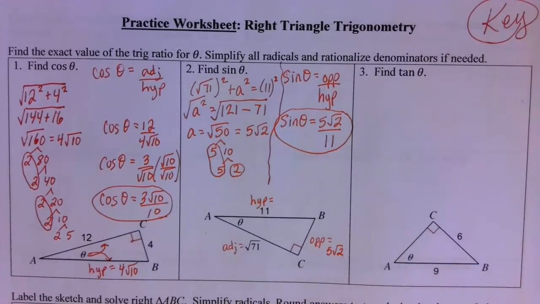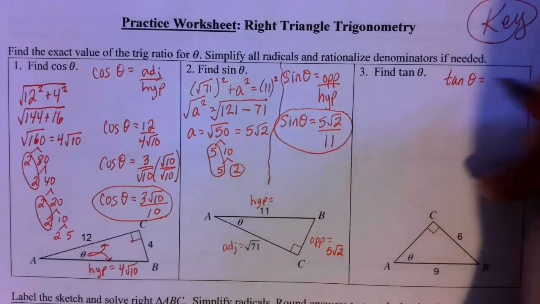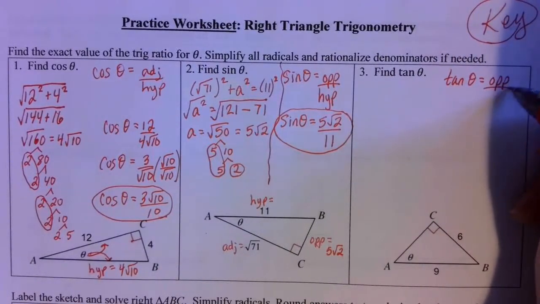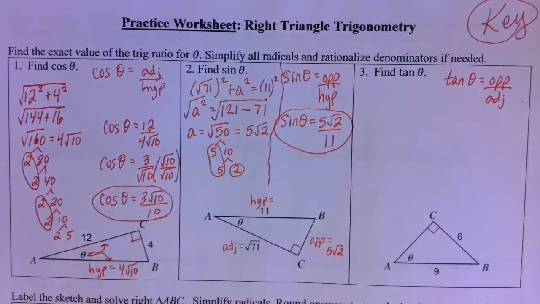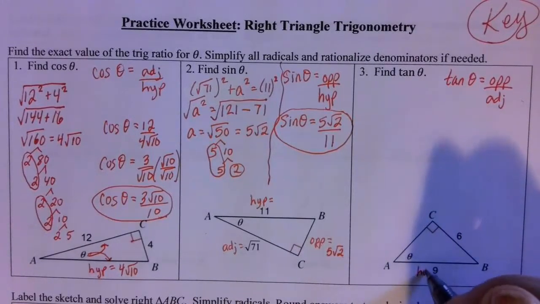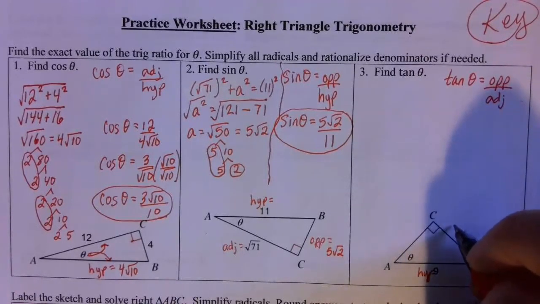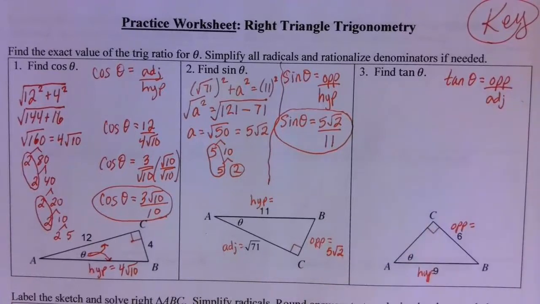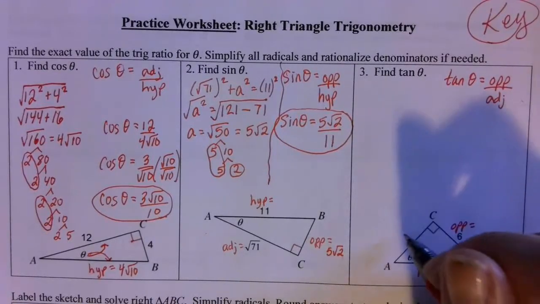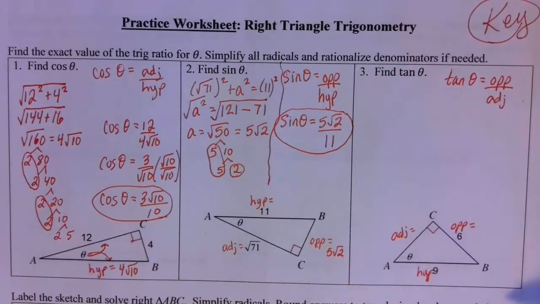Then in problem 3, we want to find the tangent of the angle theta, and tangent is the ratio of the opposite side divided by the adjacent side. So looking at my sketch, the hypotenuse is 9. That's across from the right angle. The side opposite of the angle theta is 6. And then the side adjacent to theta is the one that we don't know. That's the little letter b.